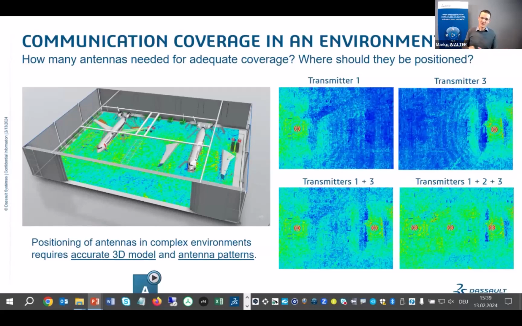Now, the point is that to investigate this in a complex environment, such as an industrial environment like this aircraft hangar, you need to have an accurate 3D model of not only the room itself, the building, but the things that are inside it, which can be quite challenging. And then also the antenna patterns themselves. This is something that we're dealing with more and more within our CST Studio Suite, but also as an organization, because we have links to all the modeling tools that our sister brands like CATIA and SolidWorks are providing.